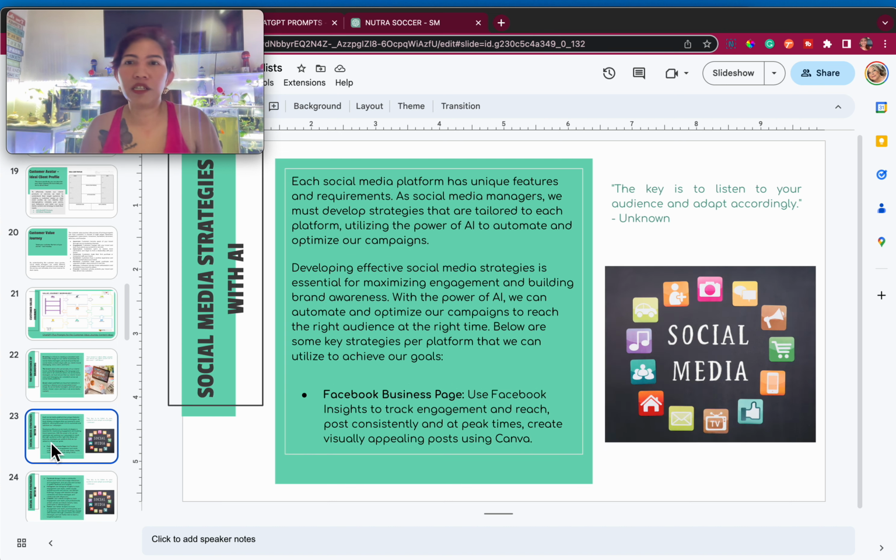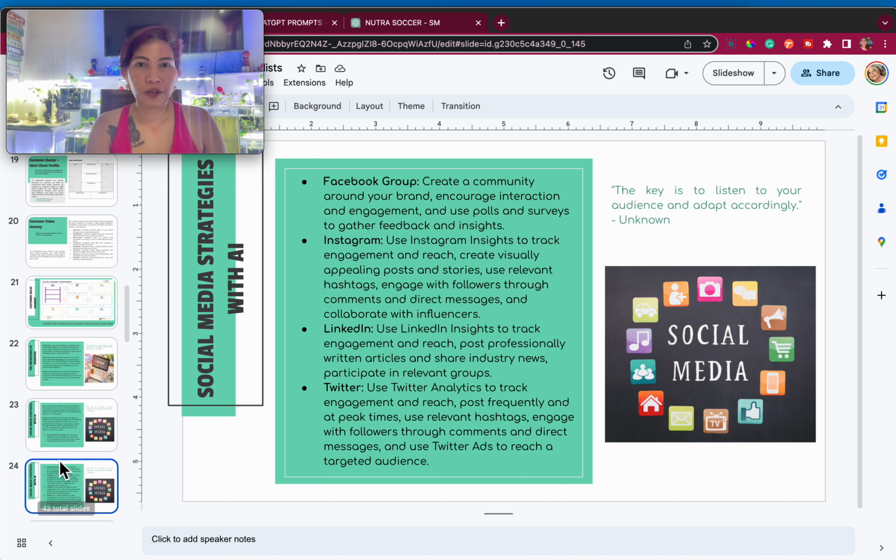Social media strategies with AIs. Now, this is where it gets interesting. Now that you have the ideal client profile, you know the importance of the customer value journey, and you also know the importance of branding for the client. Next would be to identify the strategy that you're going to follow for this particular client, and you've got to stick to it. So what we do is, again, we have a set of prompts for this.